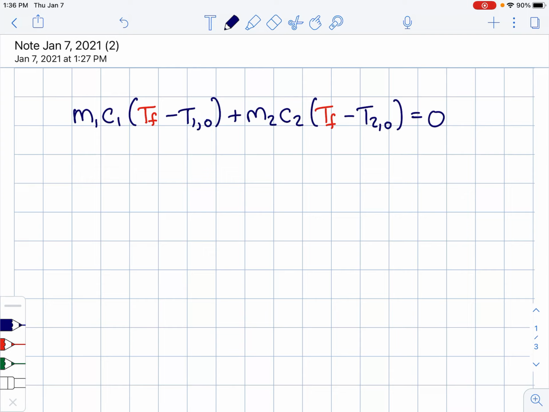So what we're trying to do in this problem is solve our equation for T final, which I have highlighted in red. So you can see we're trying to solve for T final. It occurs right here and right here. It occurs two places, so that's going to make us work a little bit.